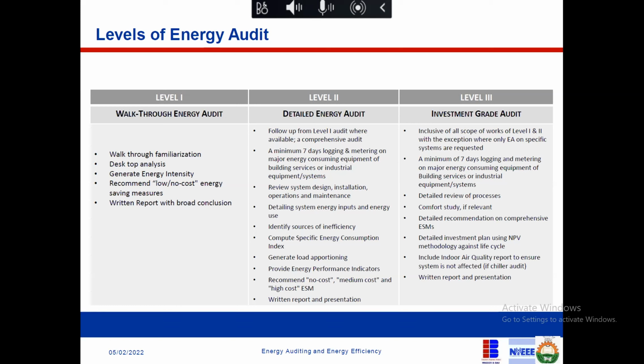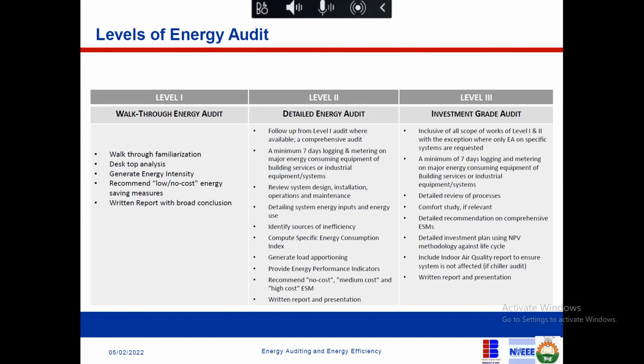Because what you might just explain, if you look at level 1, which is walkthrough audit, there are no measurements. You're not going to borrow or rent or buy an ammeter or a multimeter. You're not even going to install any energy meter. So it's very simple. You can do it in 2 hours.